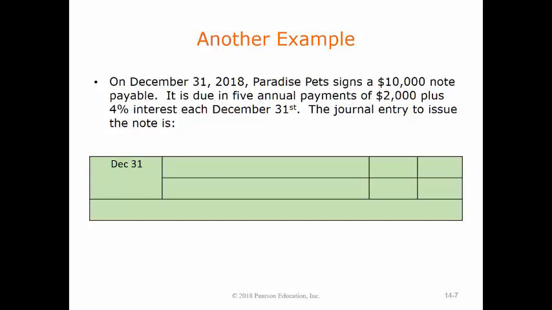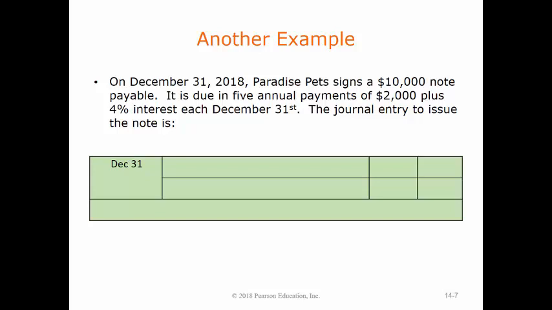Let's run through another example here, and we'll say that on December 31st, 2018, Paradise Pets has signed a $10,000 note payable. The schedule for this payment is that they're going to make 5 annual payments of $2,000 plus 4% interest each December 31st. So they're making annual payments as well. What's the journal entry for the signing of the note in Paradise Pets?